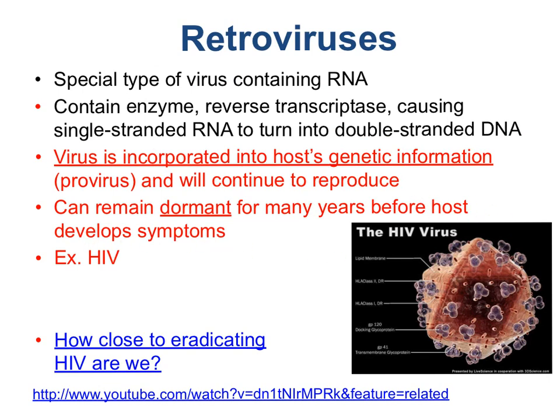And an example of a retrovirus that you may have heard of is HIV. Now, HIV is the human immunodeficiency virus that attacks the body's immune system. HIV can remain dormant, but if it's not treated, it can lead to AIDS, acquired immunodeficiency syndrome. There is no cure to HIV. However, we can potentially eradicate it. If you're interested, take a look at the links in the video for how close to eradicating HIV are we.